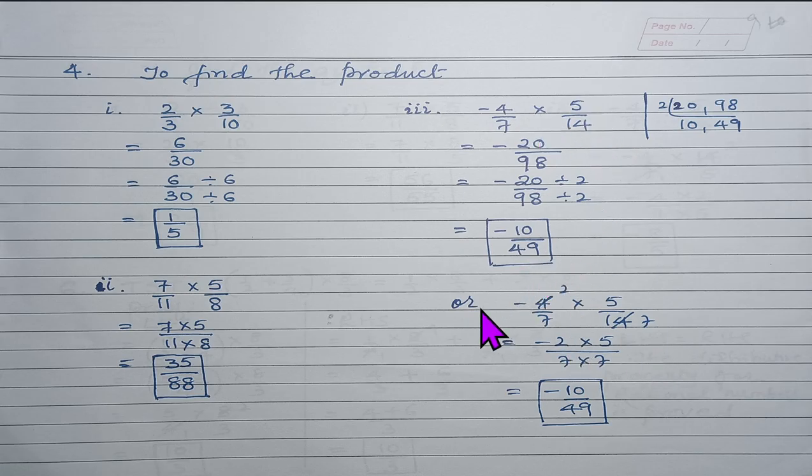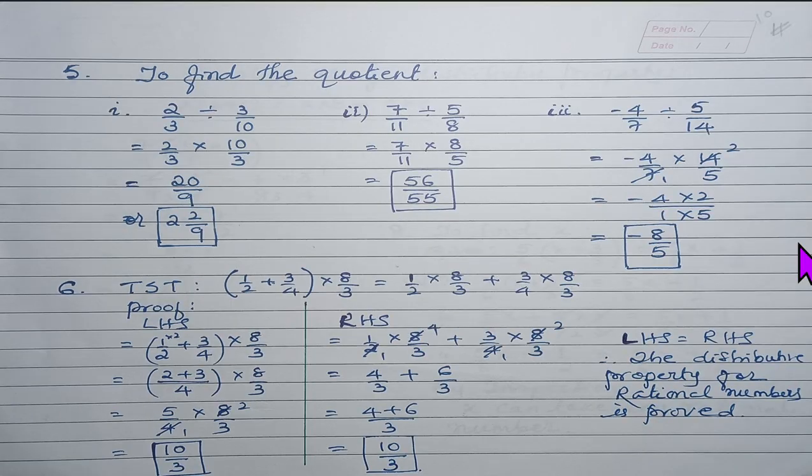Now the next example, that's what I have written here. Minus 4 by 7 into 5 by 14: 2 twos are 4, 2 sevens are 14, then 5 twos are 10, and 7 sevens are 49, so minus 10 by 49. Therefore this is the direct method. This is how we do it, by taking the HCF. But one thing is very clear, that the product of two rational numbers is again a rational number. Now coming to the next one, that is to find the quotient.